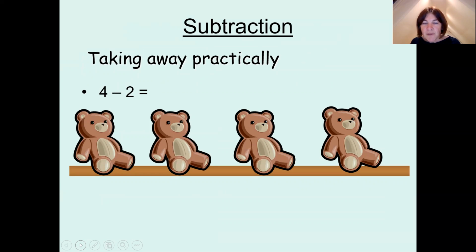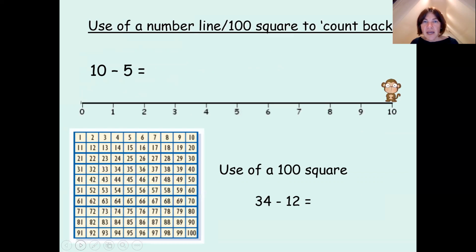So initially we are going to be having dinosaurs, jewels, whatever it is. We start with 4, we want to take away 2 of them. What have we got left? And then on a number line, we might start with 10 and we're learning to count back 5. So I think my monkey moves. There he goes. So we're counting back 5. And then with the 100 square, if we're starting on 34, we know we can take away 10. So we can actually move back up to 24, and then we can subtract the 2. That's the next step.